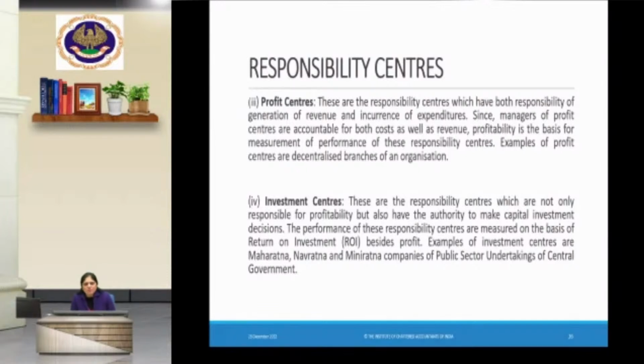Right? The performance of these responsible centers is measured on this ROI, how much return on the investment they have generated. So all sorts of investment centers, Maharatna, Navratna, Miniratna companies of India, the public sector, I hope you know, ONGC, NTPC, GAIL, BPCL, HPCL, they are all called the Navratna companies. They are under the public sector. So they make investments also, right? So they are the profit centers and the responsibility centers and investment centers.